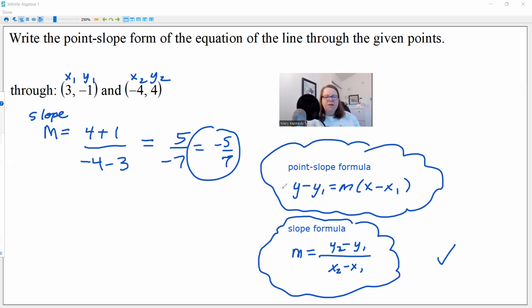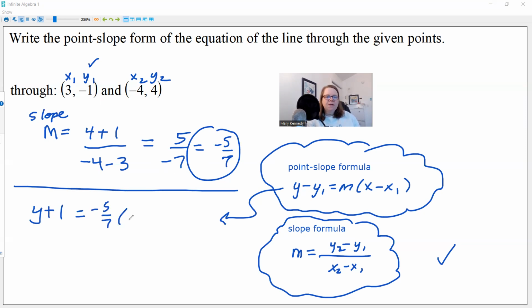Okay, so that's what I needed. Now I've got everything I need. I'm ready to do the formula. So it's y minus y sub 1. The first y was negative 1. Y minus negative 1 is the same as y plus 1 equals m. We just figured that out. Negative 5/7 times x minus first x. X sub 1 is 3, so I put a 3. That's it. That's the answer.